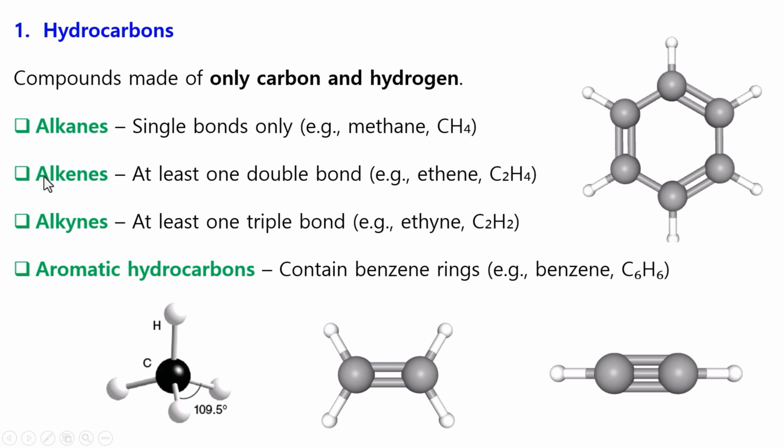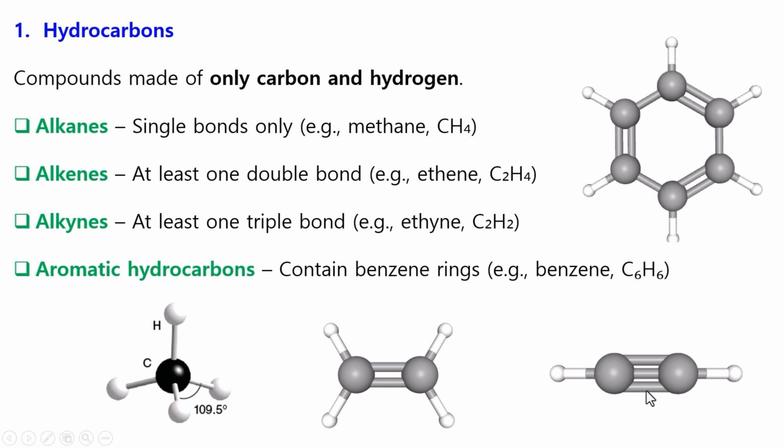And alkenes have at least one double bond. That means ethylene. You can see this is the ethylene molecule. This is the C, this is the second C. In between these two C there is a double bond. Each carbon is attached with 2 hydrogens. Here also 2 hydrogens. This is C2H4, the molecular formula.